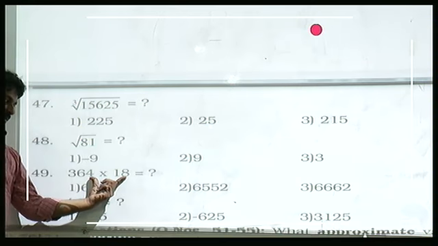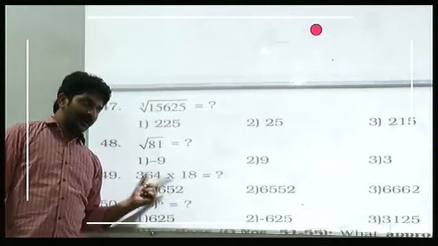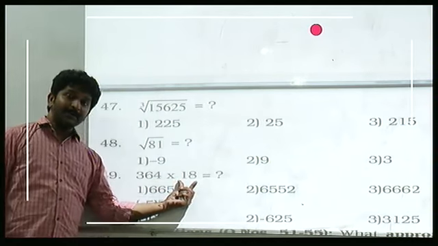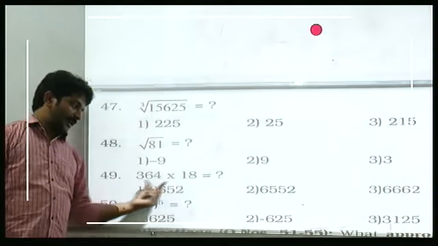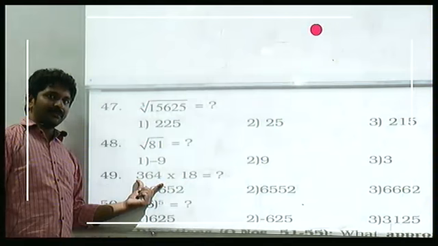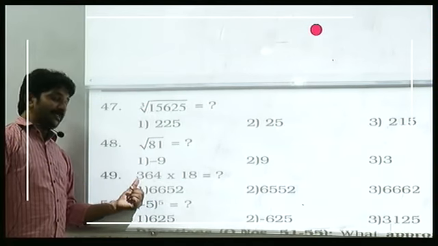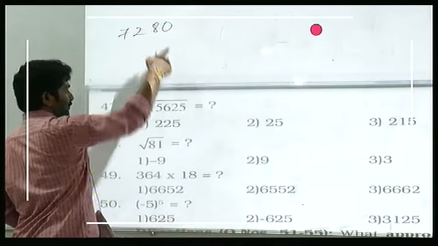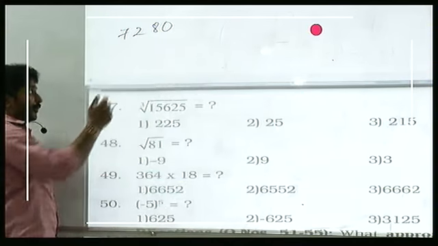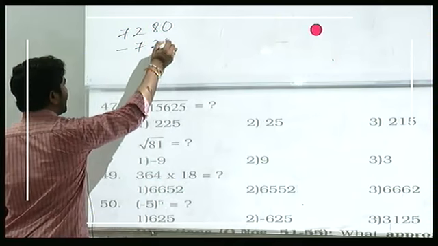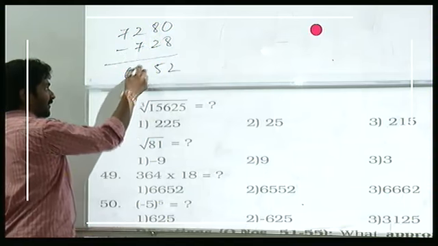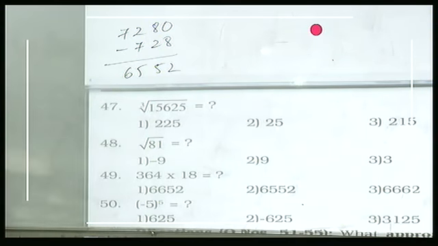8 fours, 32. Last digit verification. 8 into 4, 32. Ends with 2. All are ending with 2. Fine. Take 20 times minus 2 times. 10 times of this number, 3640. 20 times, 7,280. This is 20 times, but we need 18 times only. So you have to subtract 2 times. 2 times is 728. 80 minus 28, 52. 72 minus 7, 65. 6552.